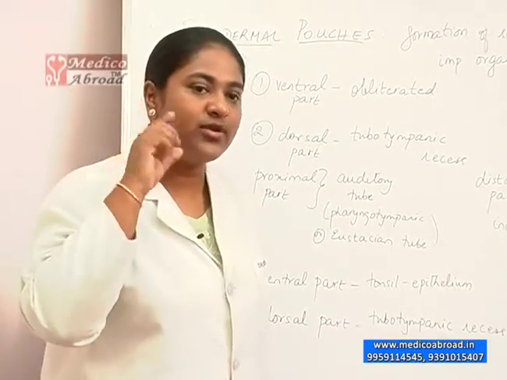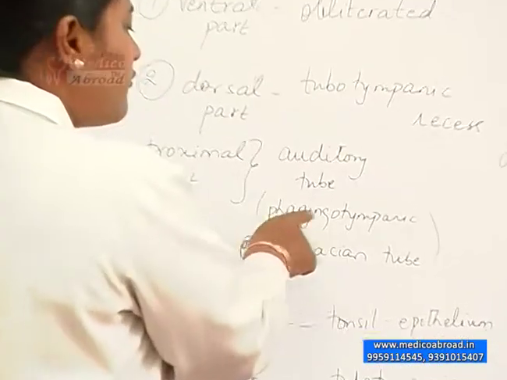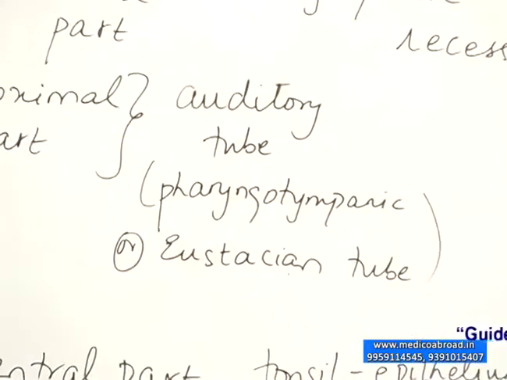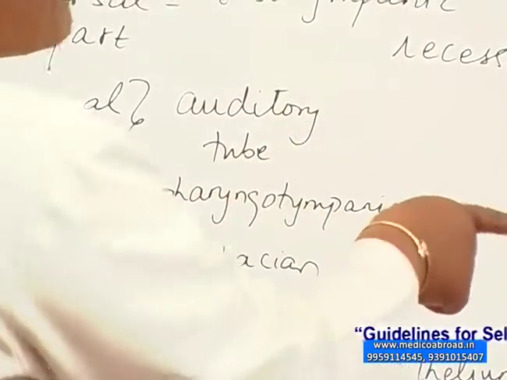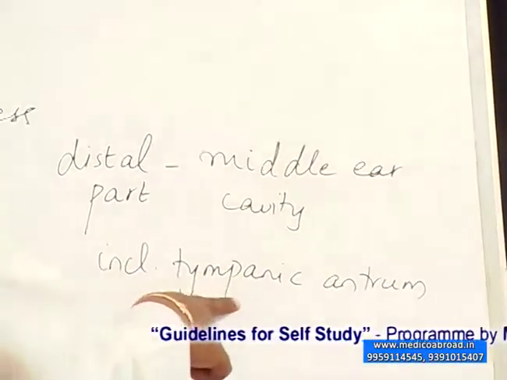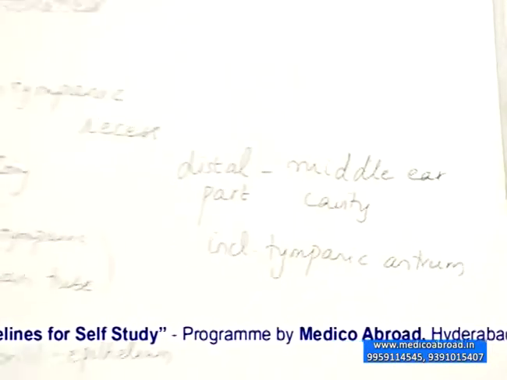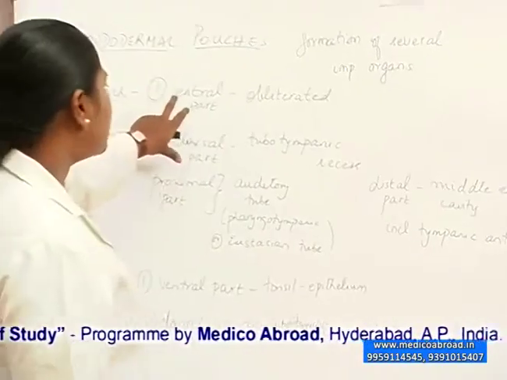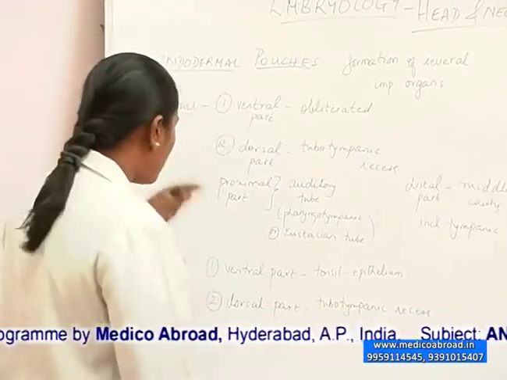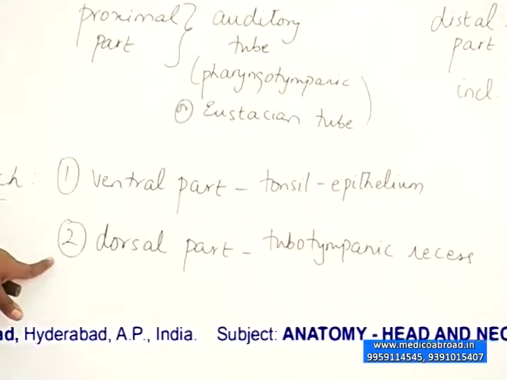There is an extension between these two, and this is called the auditory tube, pharyngotympanic tube, or the eustachian tube. Now the distal part gives rise to the middle ear cavity itself, including the tympanic antrum. Now this is the first pouch. When you come to the second pouch, this also has two parts, a ventral part and a dorsal part.